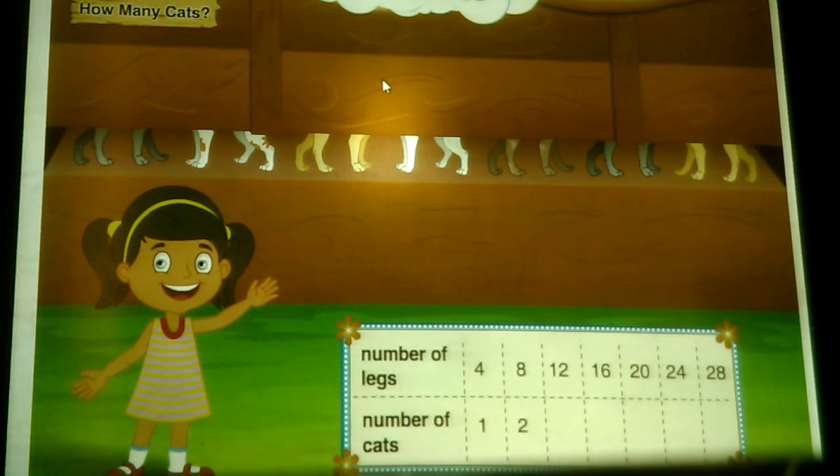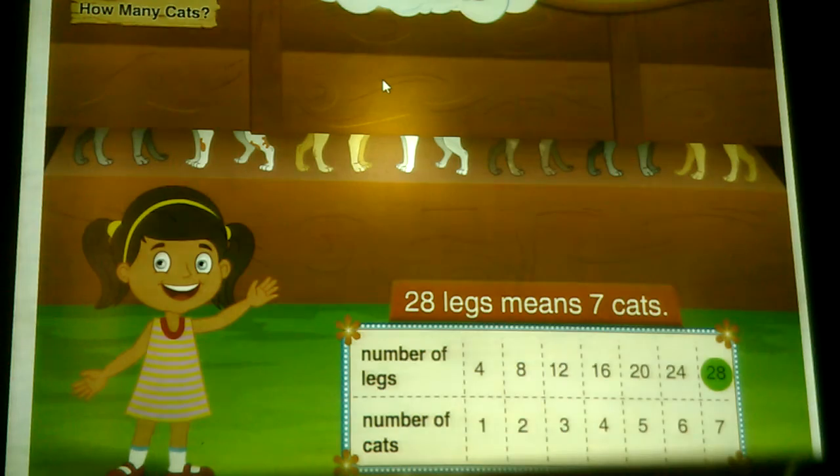Now, one cat has 4 legs. Therefore, to get the number of cats, we go on adding 1 each time. So, 1, 2, 3, 4, 5, 6 and 7. Hence, 28 legs means 7 cats.